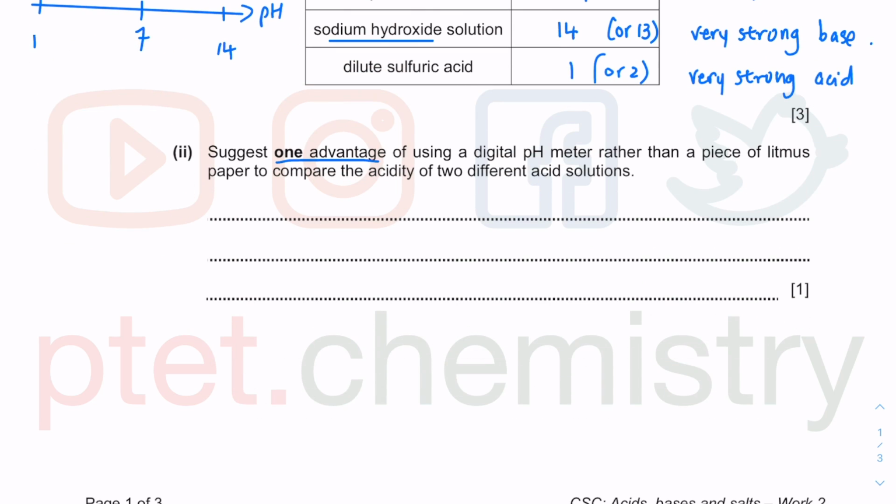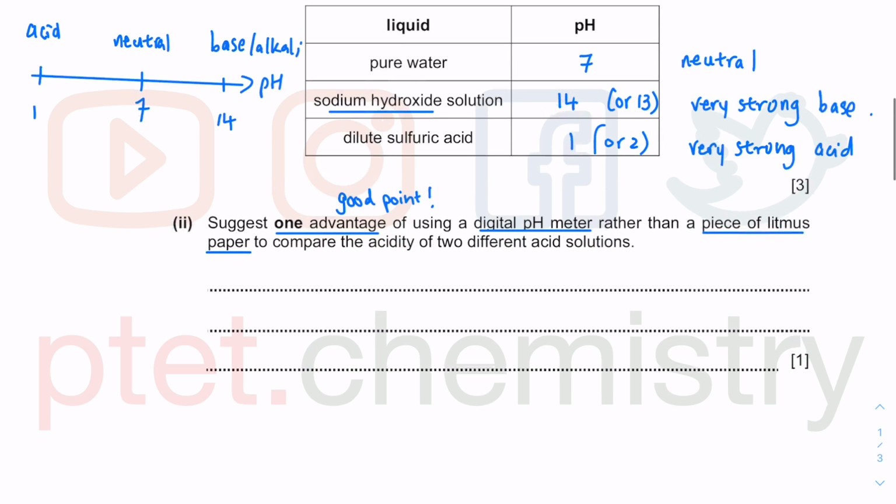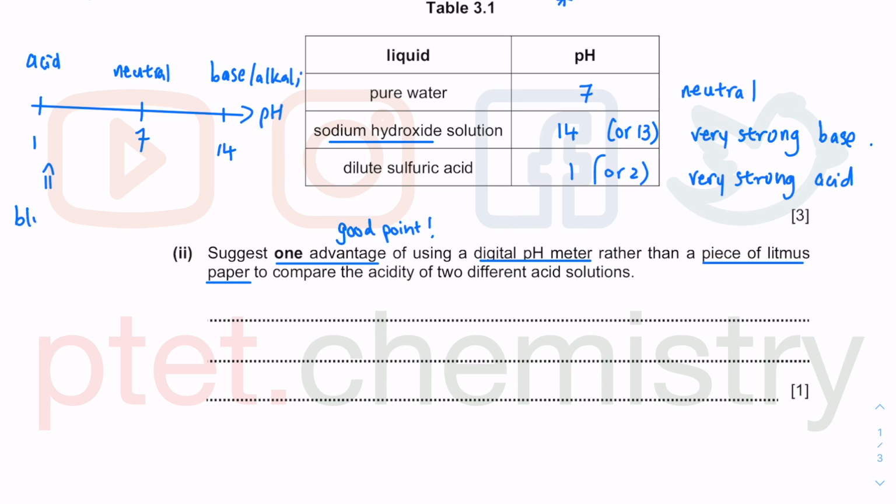Suggest one advantage. Advantage means what is good about it, what is the good point of using a digital pH meter rather than a piece of litmus paper. So we know that in acid, the blue litmus will turn red. And of course, in base or alkali, just like the test for ammonia gas, NH3, is an alkaline gas, is a base. So what happens with red litmus is, red litmus paper, which is moistened a little bit, a moist or damp red litmus paper, will turn blue.